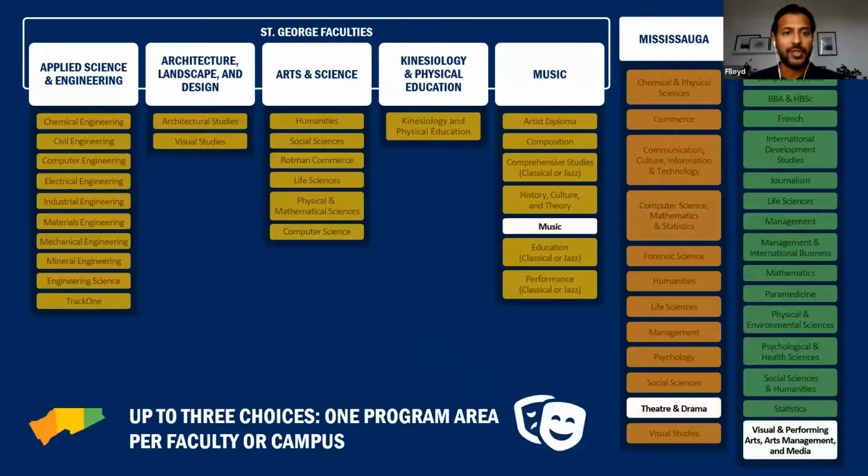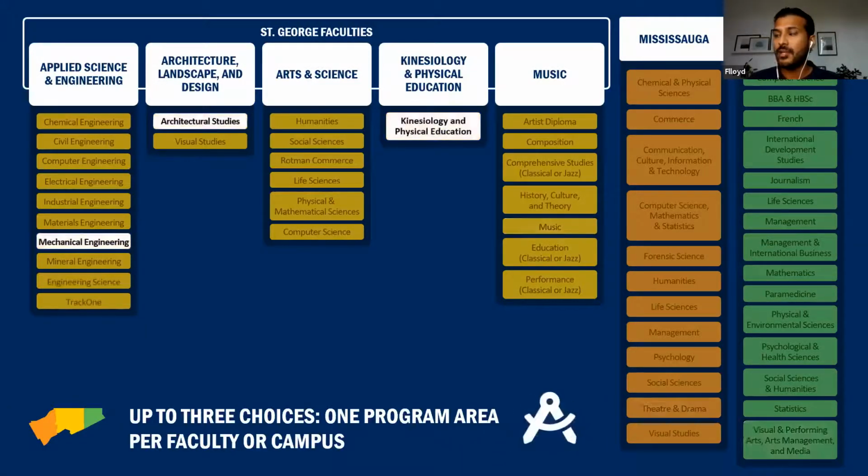Let's say you're interested in a more performance-based program, a little bit more towards the arts. You could apply to music within the Faculty of Music. You could apply to theater and drama studies at the University of Toronto Mississauga, and visual and performing arts, arts management, and media at the University of Toronto Scarborough. So again, those are 3 different campuses with 3 different programs. Now, let's say you have interests that are all within the St. George campus.